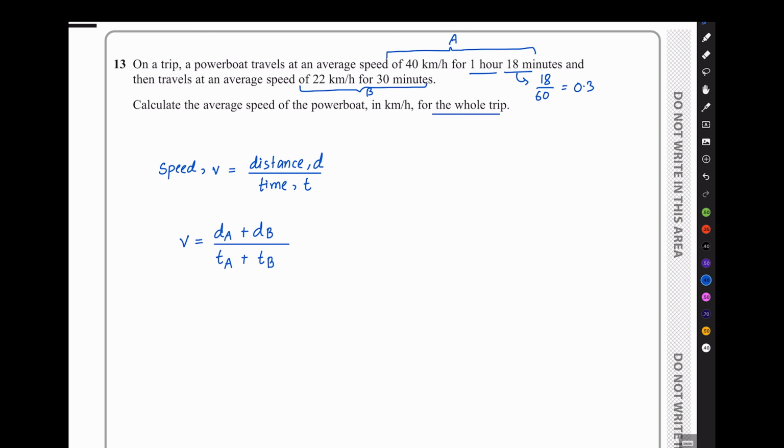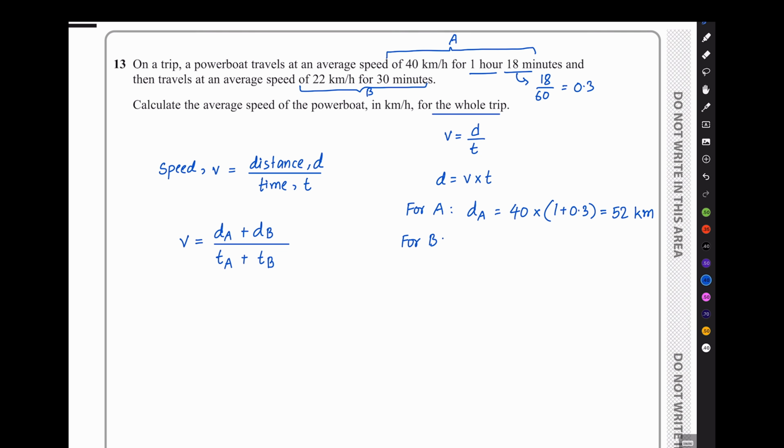Now let me use the formula v equals distance divided by time, so distance equals v times t. For part A, distance A equals the speed multiplied by the time. The speed is 40 kilometers per hour and the time is 1 hour plus 0.3 hours. So this comes out to be 40 times 1.3, which is 52 kilometers. This is distance A.